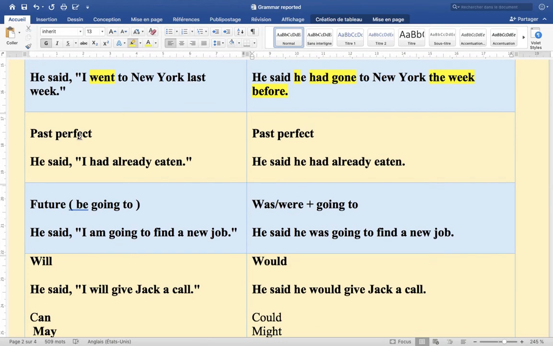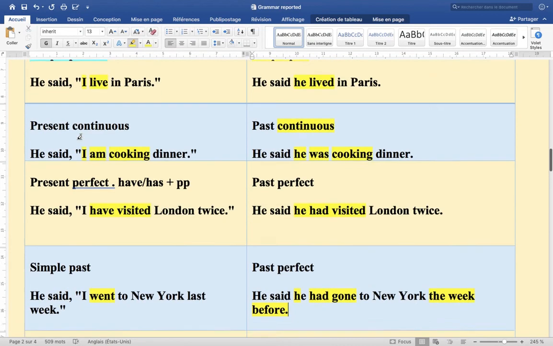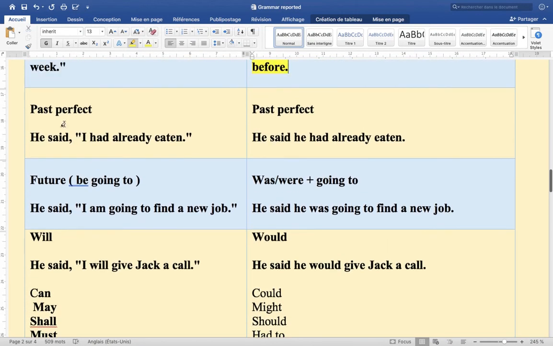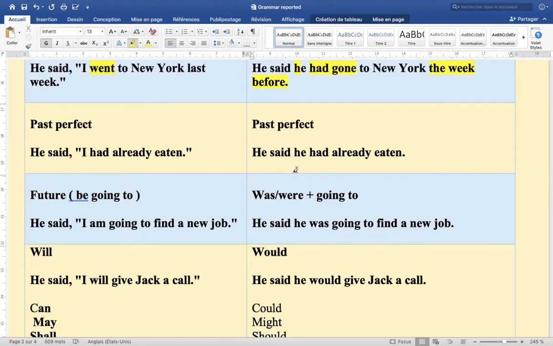When we have a sentence in direct speech in the past perfect, it's going to stay past perfect. So I'm not going to change anything, just the subject pronouns.